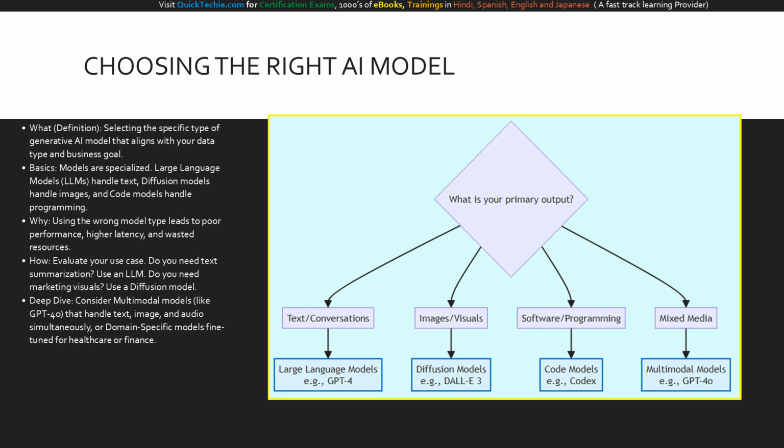Furthermore, if you are in a highly regulated industry like healthcare or finance, you might select domain-specific models that are fine-tuned to understand your industry's unique jargon and compliance standards. This decision tree is your cheat sheet for model selection.